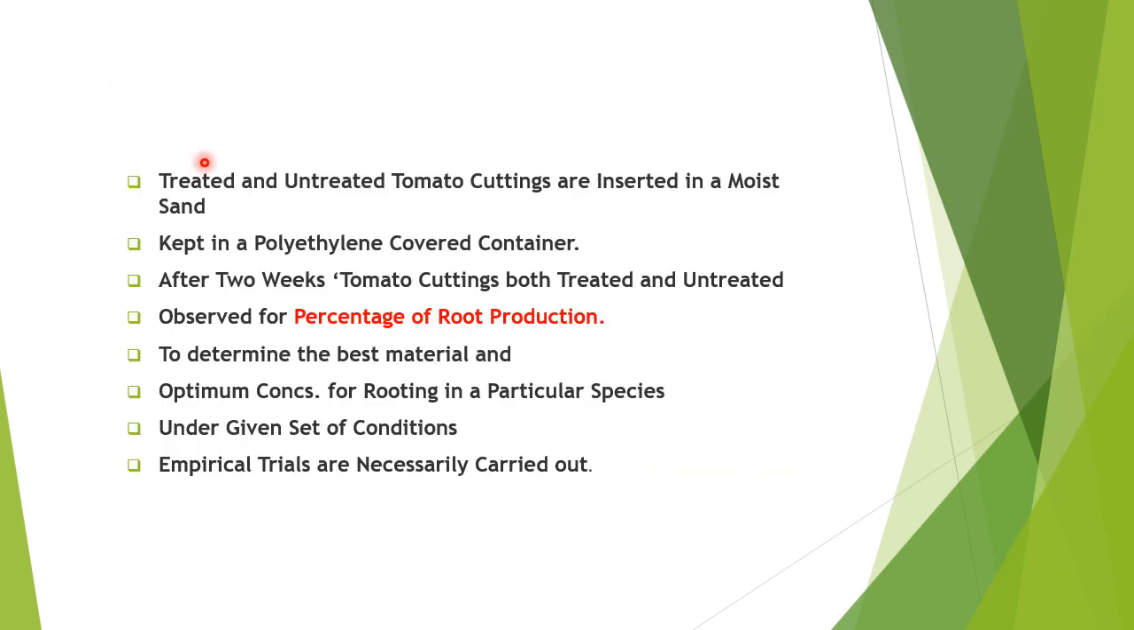Treated and untreated tomato cuttings are inserted in moist sand, kept in polythene covered containers. After 2 weeks, tomato cuttings, both treated and untreated, are observed for the percentage of rooting. So, to determine the best material and optimum concentration for rooting in a particular species under a given set of conditions, empirical trials are necessarily carried out.